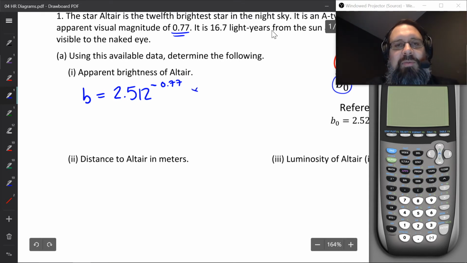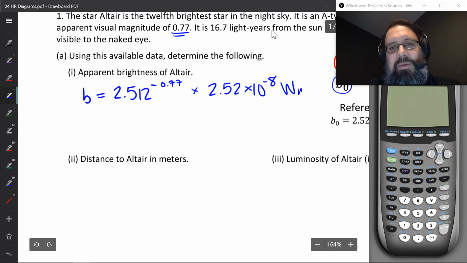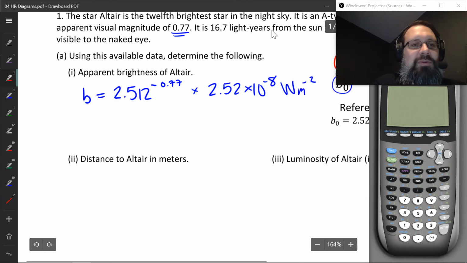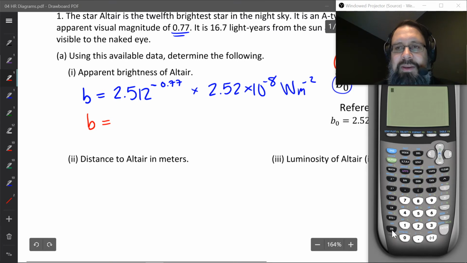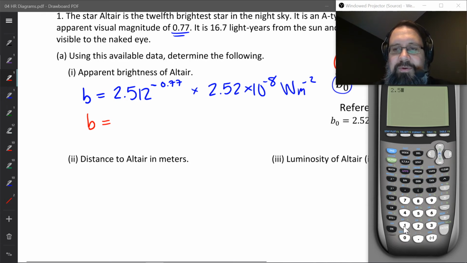Then I just have to multiply by that reference value, which was 2.52 times 10 to the negative 8, and then that's watts per square meter. So if we want to find the actual apparent brightness of Altair, we have to do a little bit of math from that magnitude value. Notice that it's just taking that 0.77 and plugging in here. Everything else is constant, so it's very easy to create a computer program that could go back and forth between these two things. So 2.512 raised to the negative 0.77.